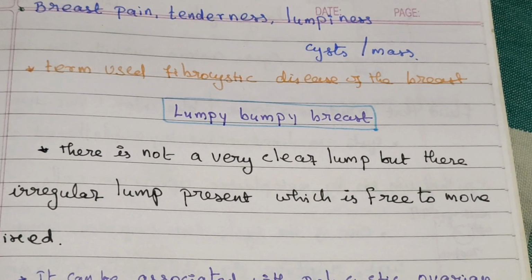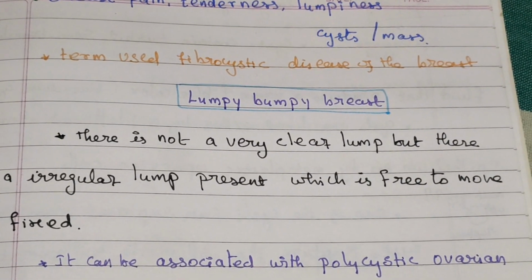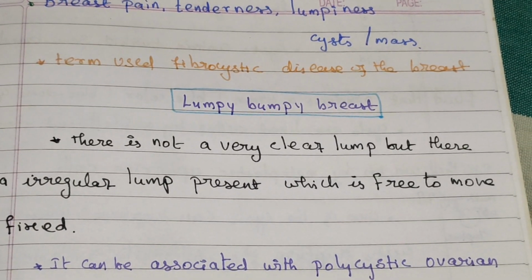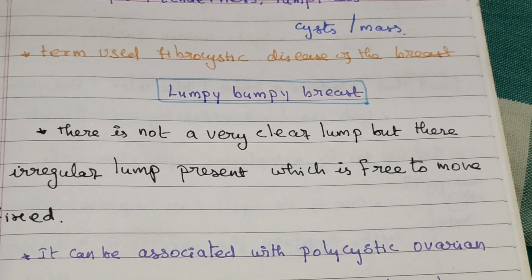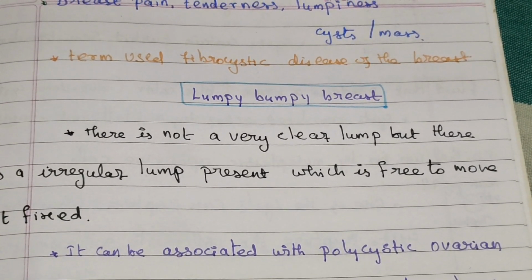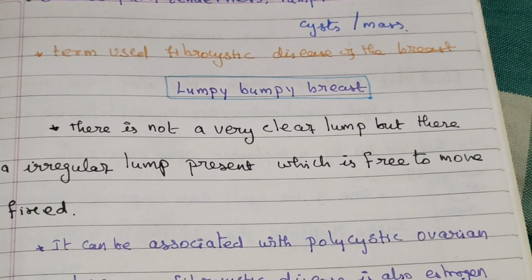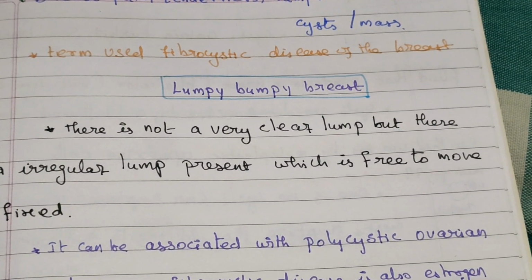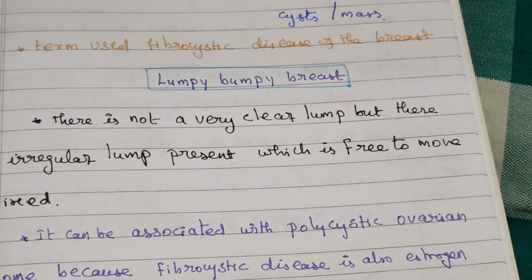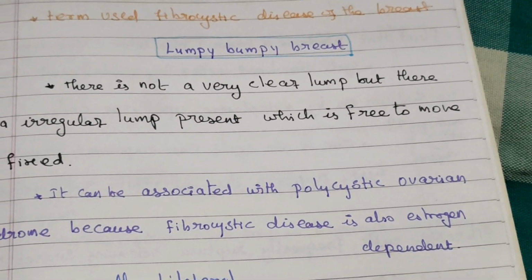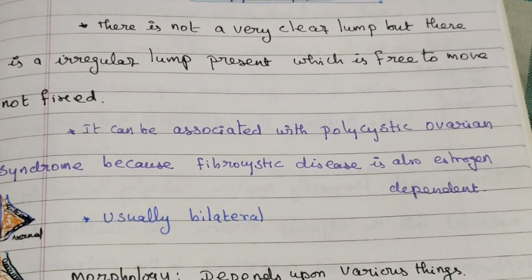There is not a very clear lump, but there is an irregular lump which is free to move. It is not fixed, and the term is lumpy bumpy breast. It can be associated with polycystic ovary syndrome, because fibrocystic disease is estrogen dependent. So in conditions where the estrogen level is high it is associated, and usually it is bilateral.